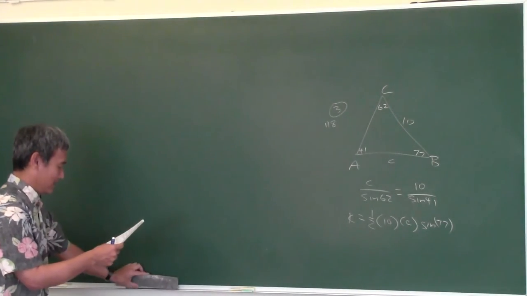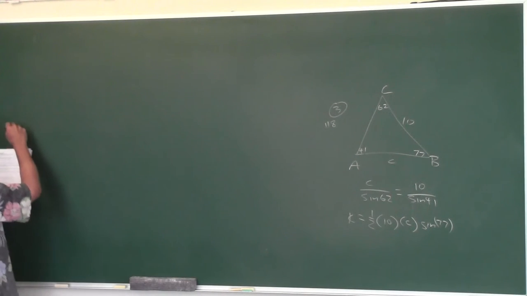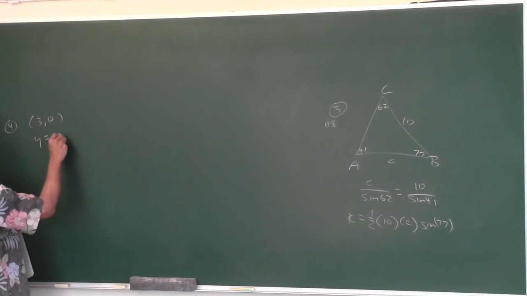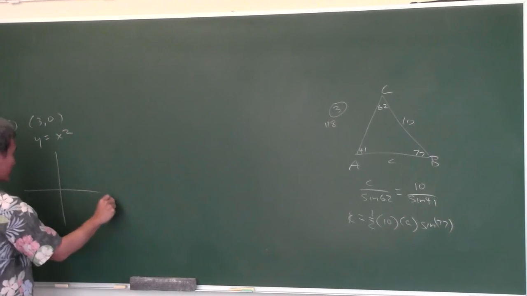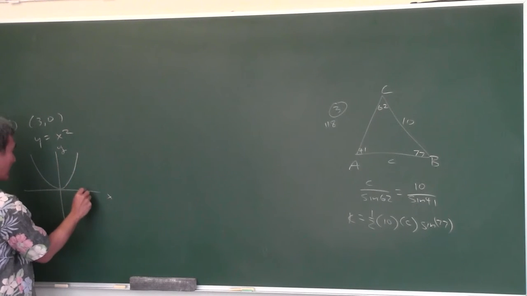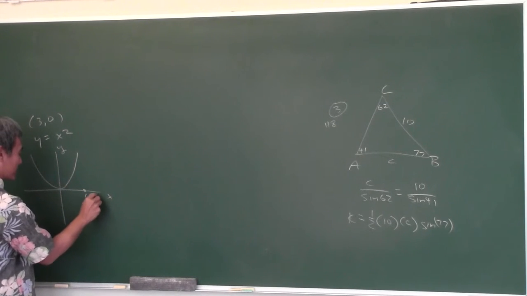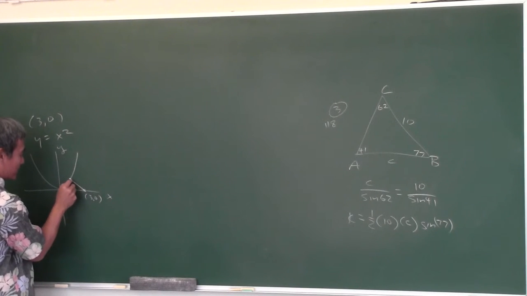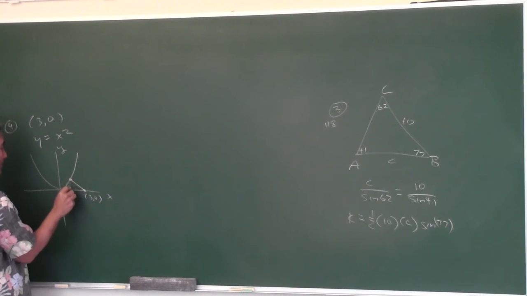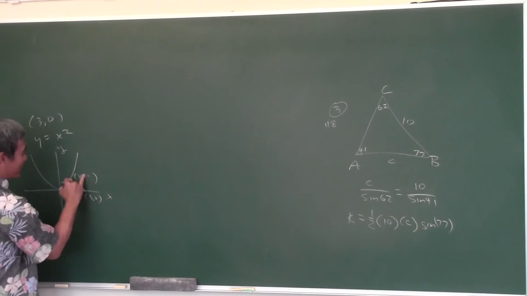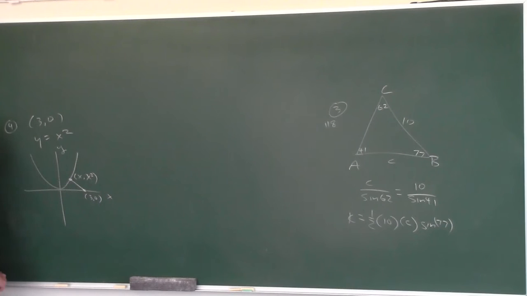Number 4. Find the minimum distance between the point (3, 0) and the graph of y equals x squared. So let's draw a picture to see what's going on. y equals x squared is your everyday parabola. Here is the point (3, 0). What is the shortest distance from (3, 0) to the parabola? Well, I'm not sure what that point is, so I'm going to call it (x, y). But of course, y is equal to x squared, so you can substitute that in there.